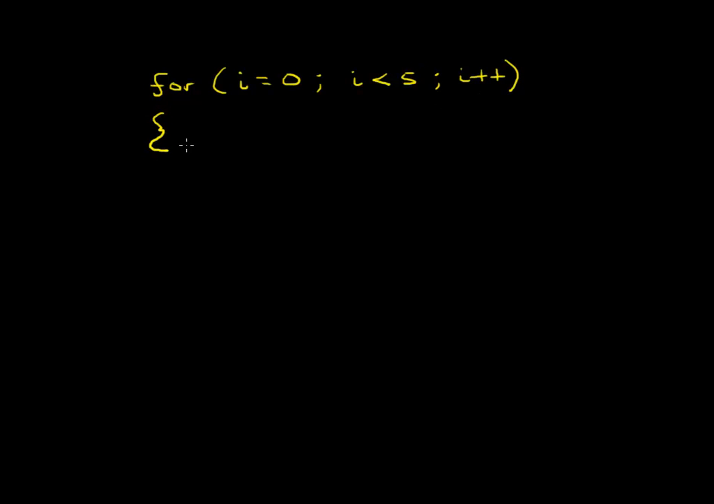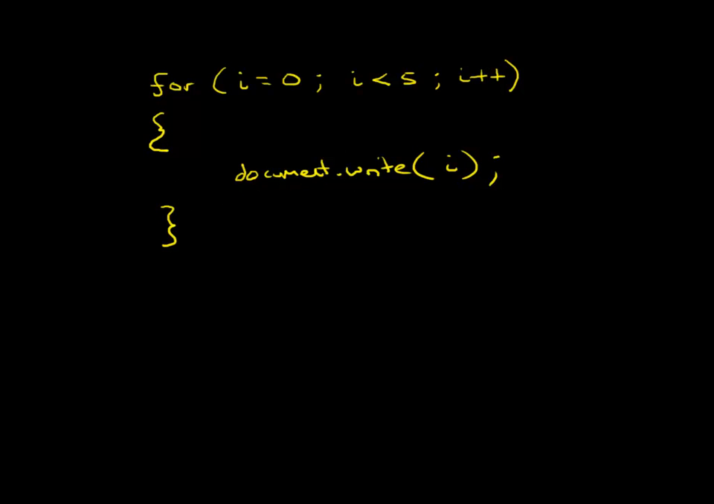And then I'm going to start my loop, and so I'm going to say something like document.write(i), and then I'm going to end my loop. Now notice inside here, unlike the while loop, I don't have to do an increment.